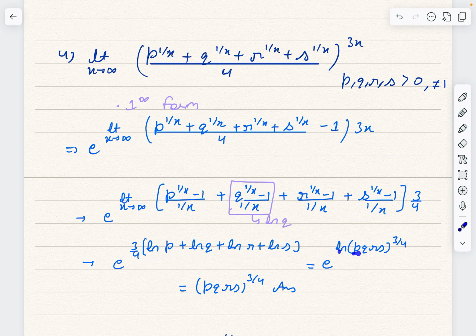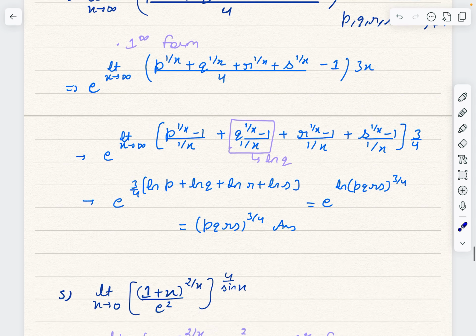This will become ln (pqrs) raised to power 3 by 4, which will just be (pqrs) raised to power 3 by 4. Again, just using the log property. If you are not clear with log properties, look into the class of logarithm. Next one, guys.